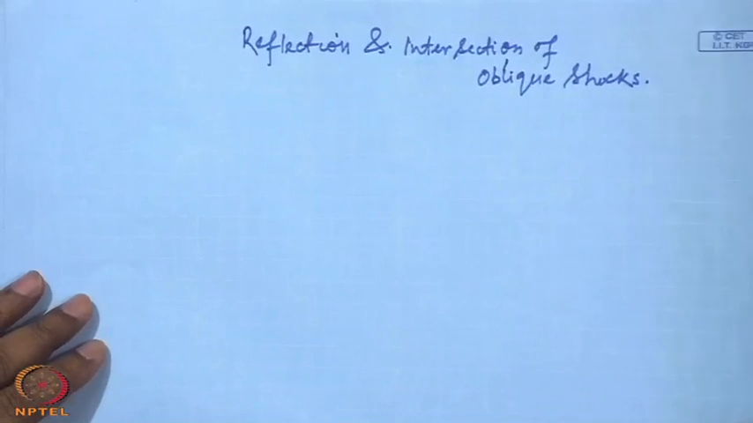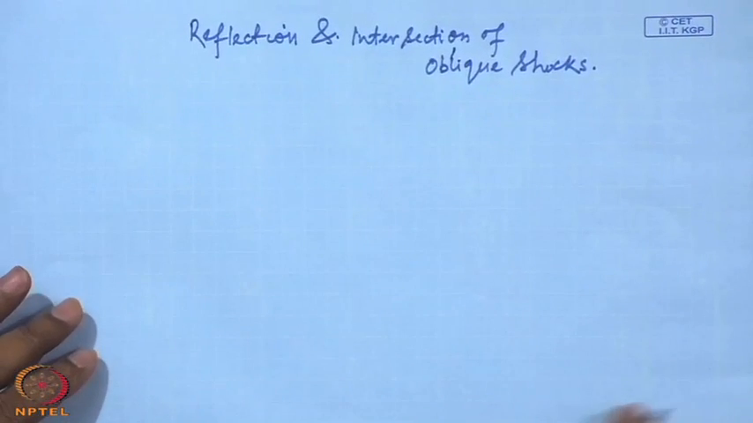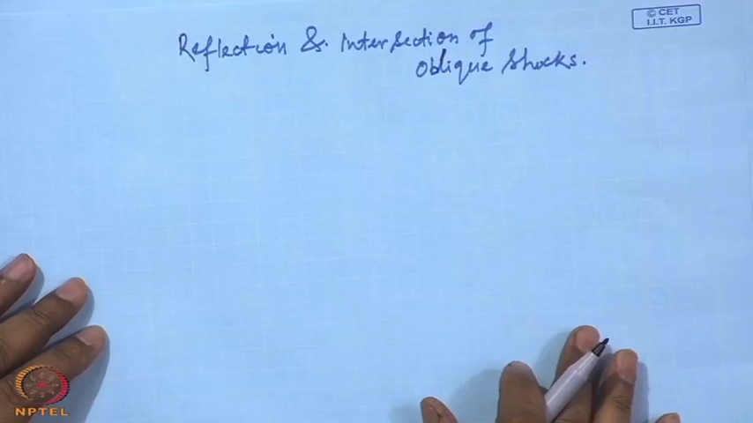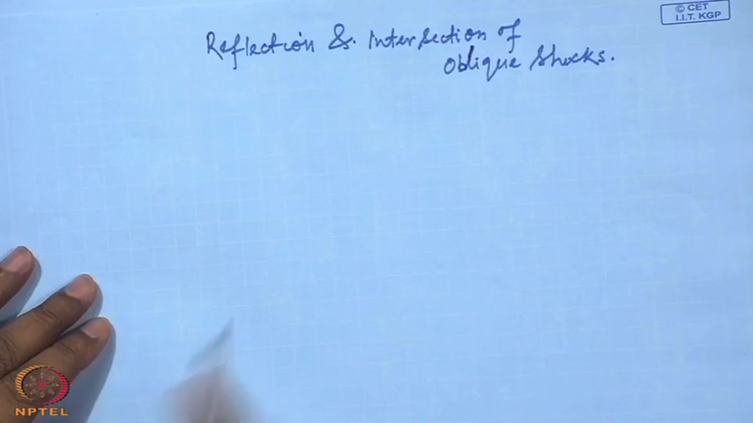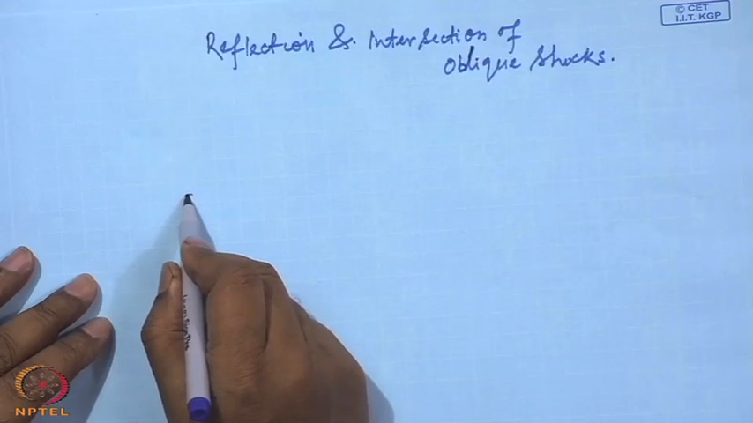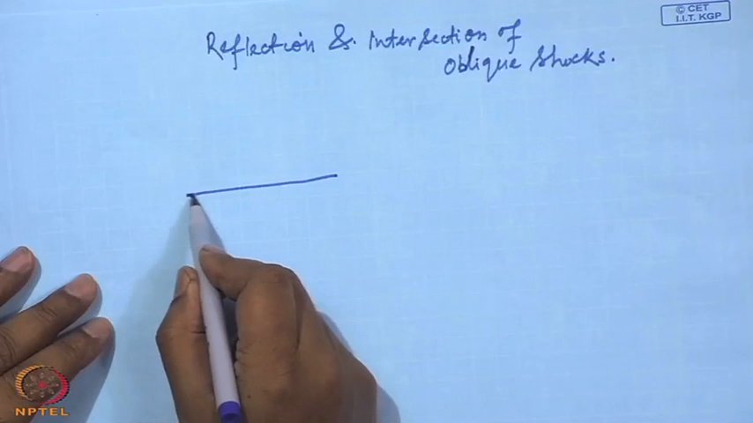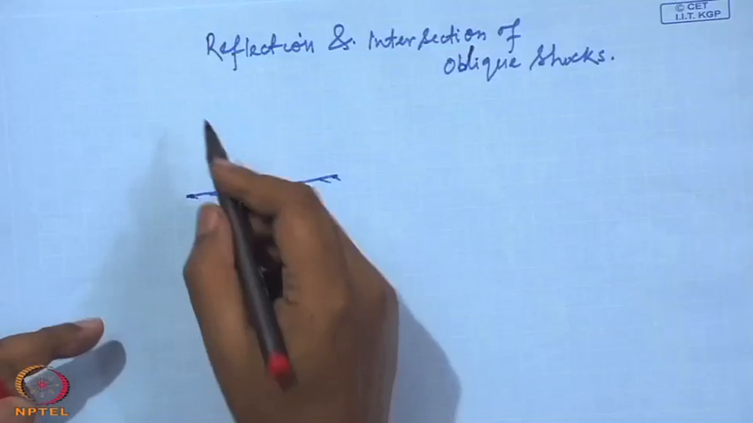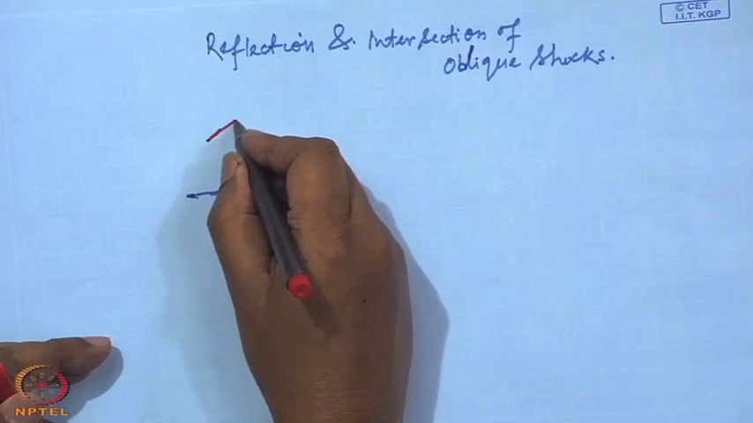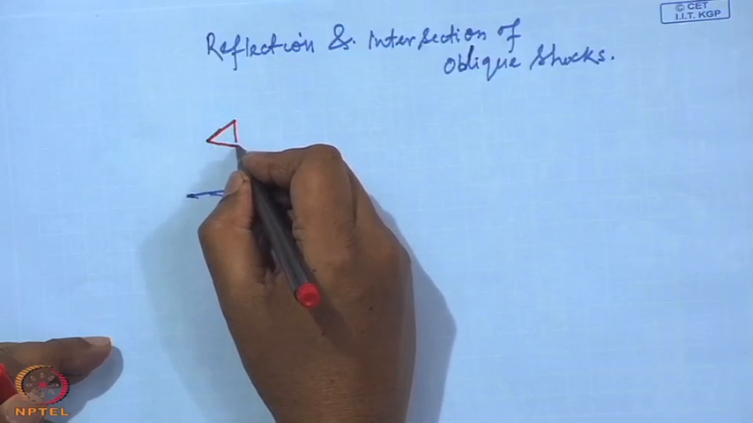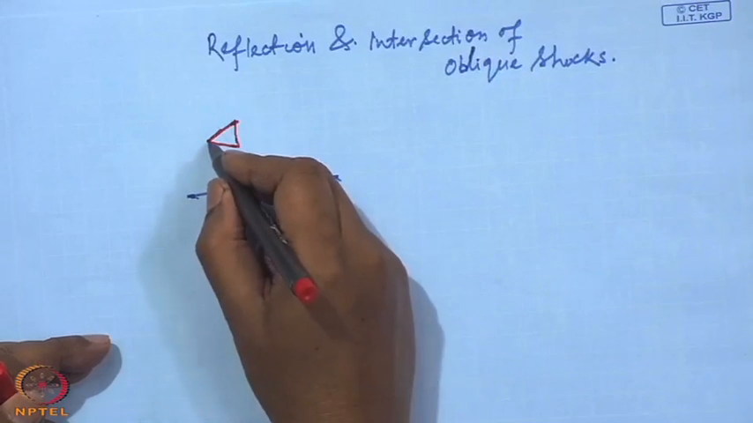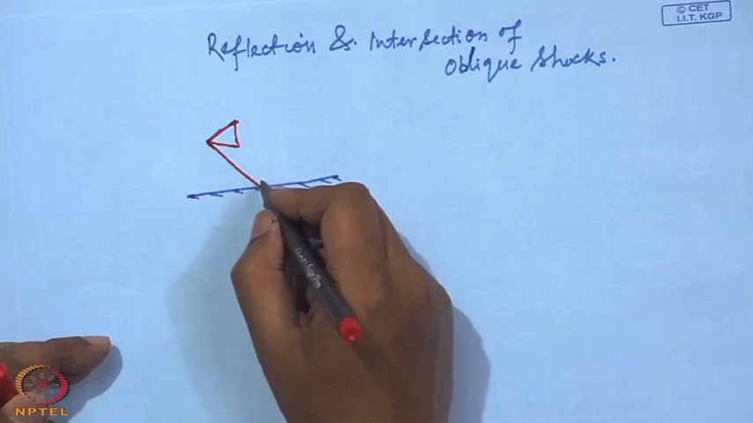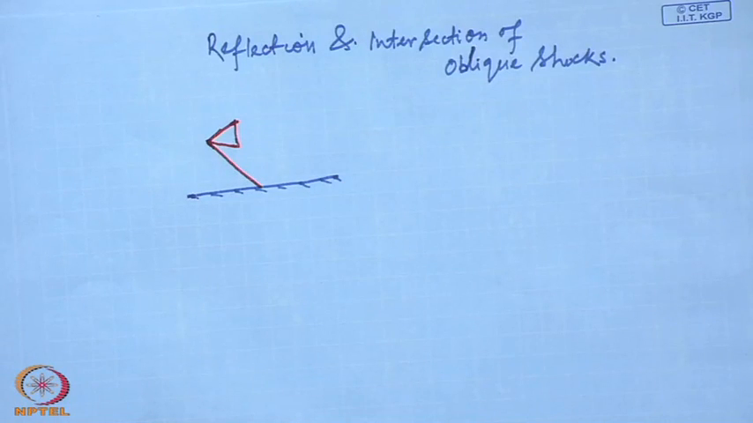Of course, we will consider some simple situations, while reflection and intersection of oblique shock is quite a vast subject and may be quite complex. But first of all let us consider a simple case where we have a solid wall, and let us see what happens to a shock which is being created somewhere. Maybe we have a wedge here, and a shock is created from here, and this shock hits this wall. Now, we will see what happens to this shock.